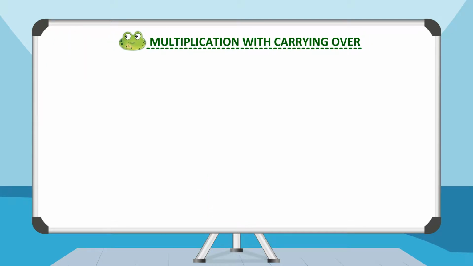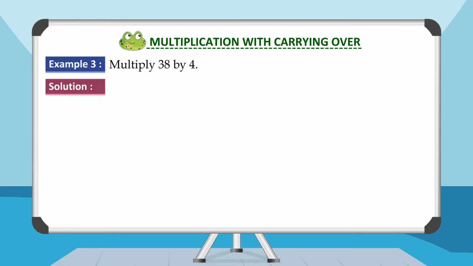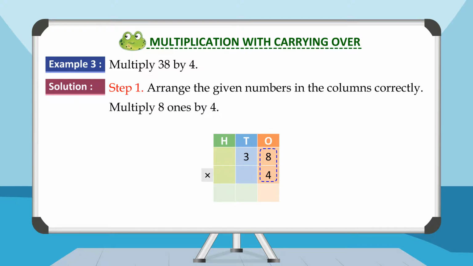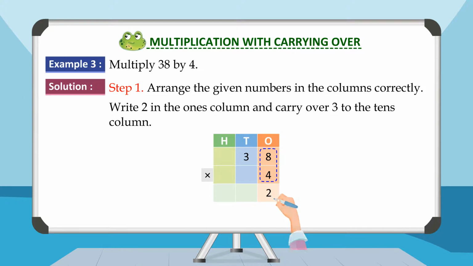Multiplication with carrying over. Example 3. Multiply 38 by 4. Solution. Step 1. Arrange the given numbers in the columns correctly. Multiply 8 ones by 4. 8 ones × 4 is equal to 32 ones, which is equal to 3 tens plus 2 ones. Write 2 in the ones column and carry over 3 to the tens column.